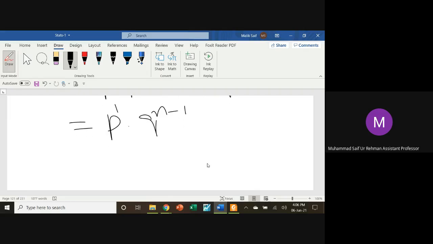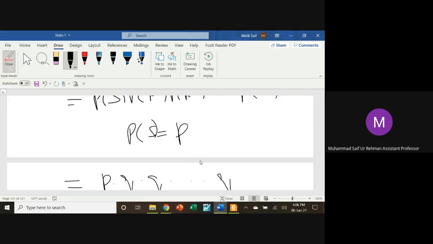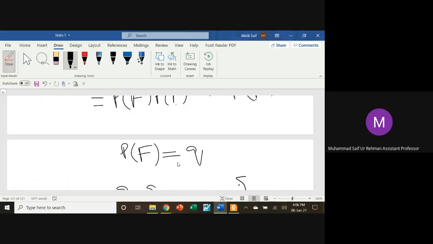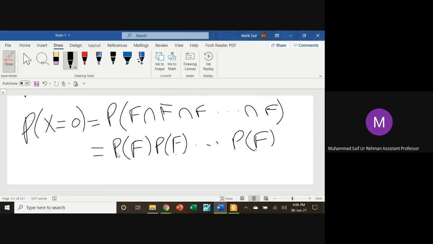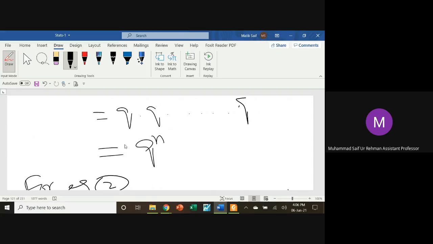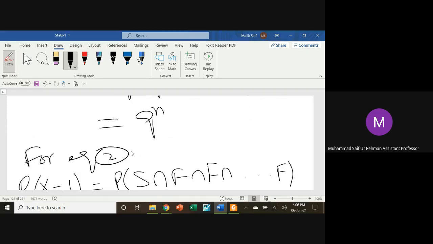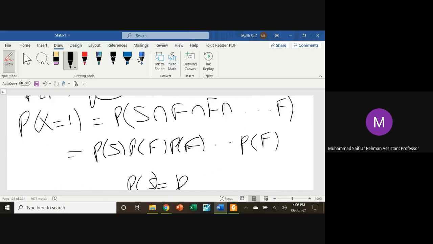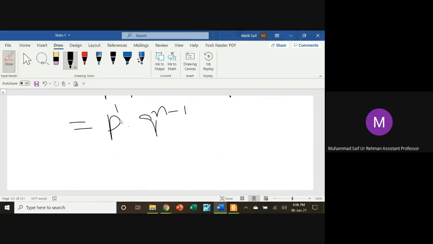Here you can see, when you consider this situation, success is not there. In these terms, success is not there. So if you write down over here p power 0, it will become equal to 1 because there is no success. There is, in fact, p power 0, but we are not writing that because we know that p power 0 is equal to 1. Similarly, if you see this, p power 1 is there. Okay, so p power 1 is equal to p.